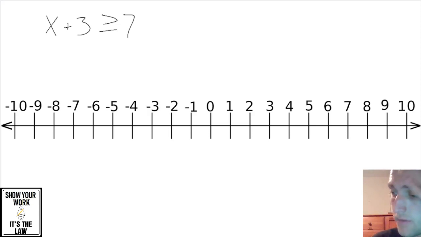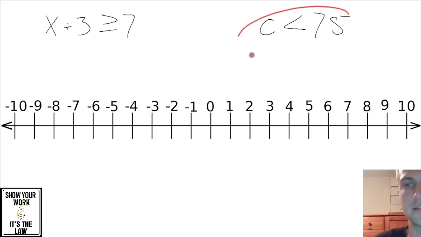The number of cars at the dealership is fewer than 75. What do we got here? Fewer than 75. We know that that's probably going to be less than 75, but what's less than 75? The number of cars. The cars at the dealership is less than 75. Boom. Turn that English sentence into a math sentence.